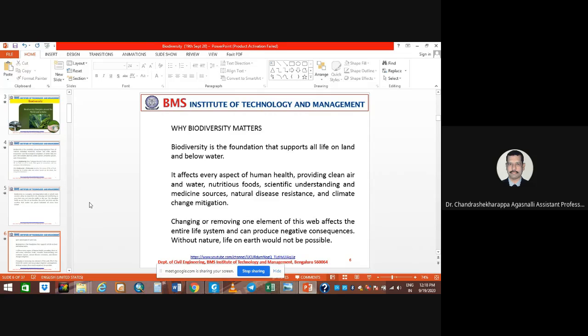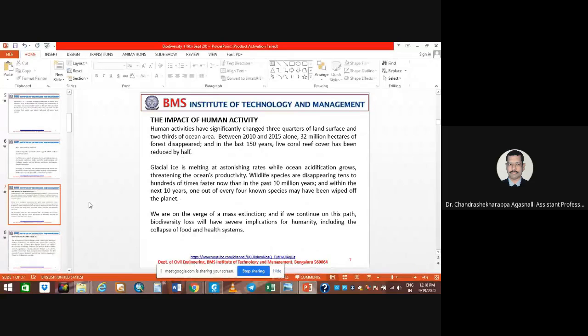Of course, without nature, life on the earth would not be possible. Not at all possible. That is the impact of human activity. Human activity has significantly changed three-fourths of the land surface and two-thirds of the oceans. From 2010 to 2015 alone, 32 million hectares of forest disappeared. How? It may be forest fire, encroachment, land given for some activities, or urbanization. Cities are developing very fast, with very good organizations. You can see the buildings and infrastructure, but you are neglecting and not taking care of nature. This is how 32 million hectares of forest land disappeared in the world.